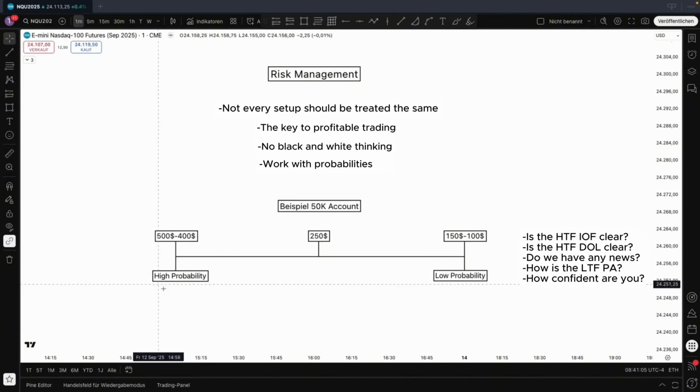If the higher time frame is correct, we're more likely to be at the upper end of the risk spectrum, but if the lower time frame price action isn't right, I still won't go in with maximum risk. And it's also important, how confident are you? That's a personal question. If you don't feel comfortable with a setup, or let's say something doesn't sit right with you, why should you execute? Why should you force your way in? That already moves into the emotional realm, where you're trading out of fear or greed.